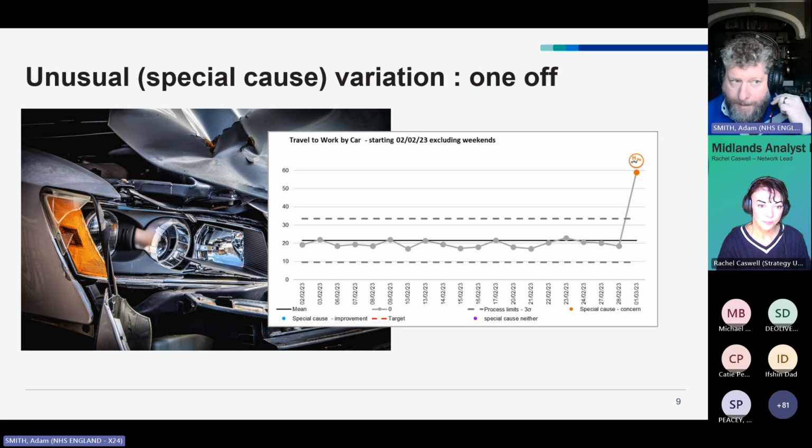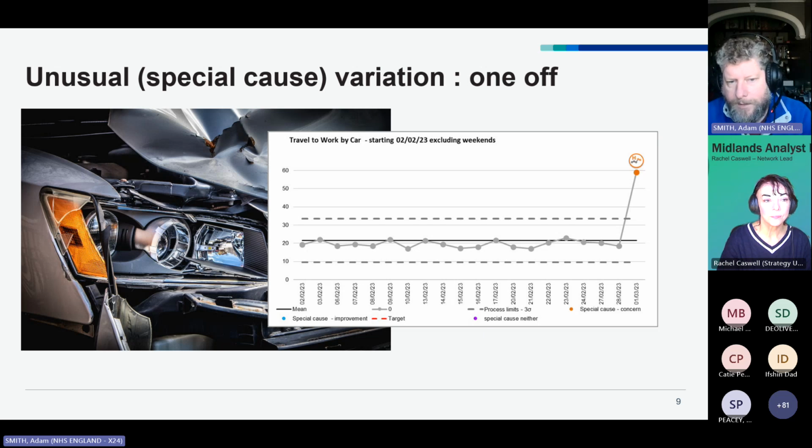Second type of variation is unusual variation, and in SPC language, you call this special cause variation. This can now be split down into two types of special cause variation. So the first one is one-off special cause variation. Now let's pretend I was driving to work, and one day we had an accident. It would take significantly longer to get to work on that single day. So if we were to look at it on an SPC chart, it might look a bit like this.